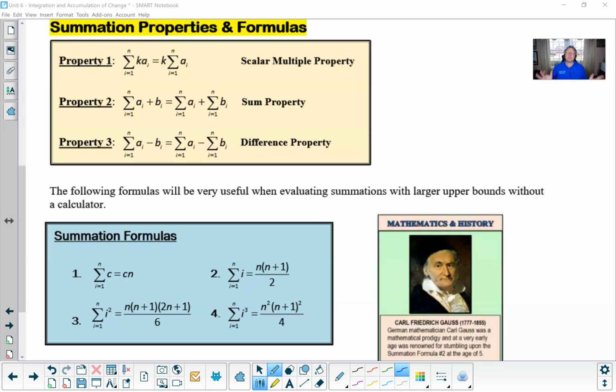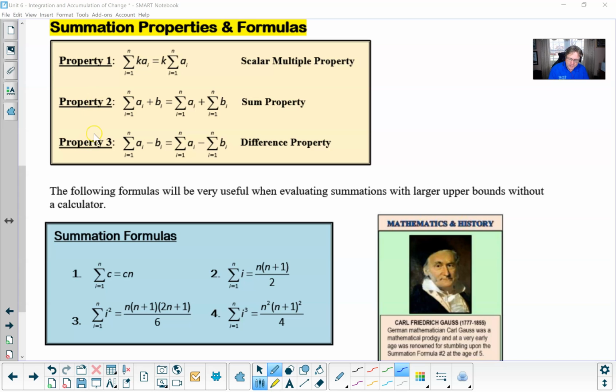summations in an algebra environment, so we want to be able to perform operations on them. So one of our first properties is that if you have a constant that's multiplying your ith term expression, a sub i, you can in large part bring it out to the front, ignore it for a while, work with your summation, and then the k can multiply back in later. That's called the scalar multiple property. In short, bring your constants in front of the summation.